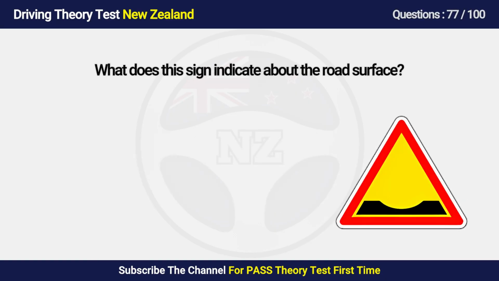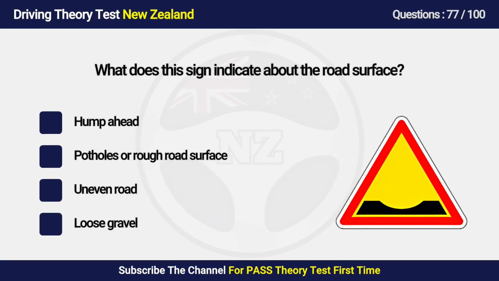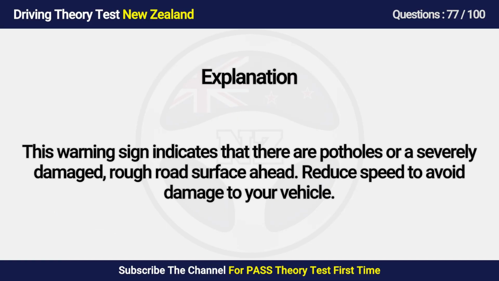Question 77. What does this sign indicate about the road surface? A. Hump ahead. B. Rough road surface. C. Uneven road. D. Loose gravel. Answer is B. Rough road surface. This warning sign indicates that there are potholes or a severely damaged, rough road surface ahead. Reduce speed to avoid damage to your vehicle.